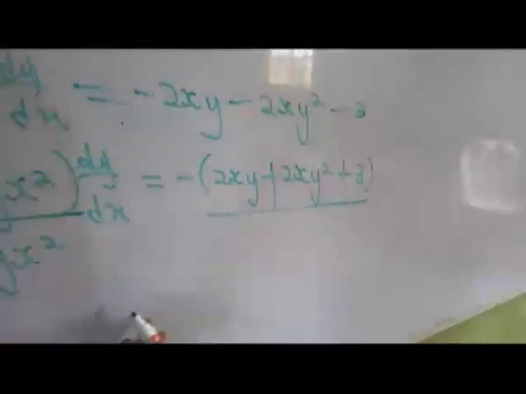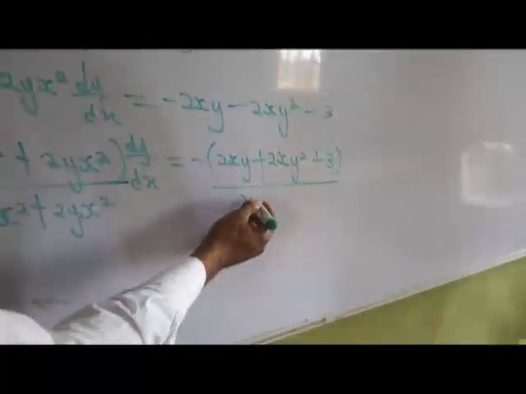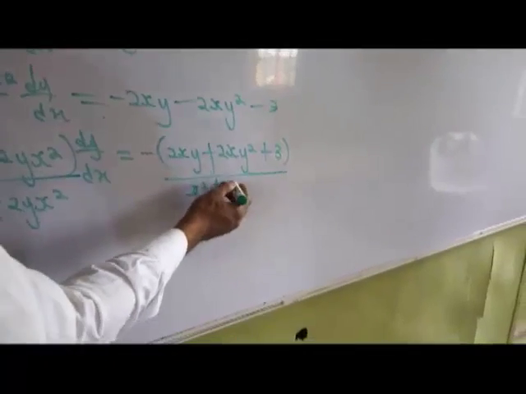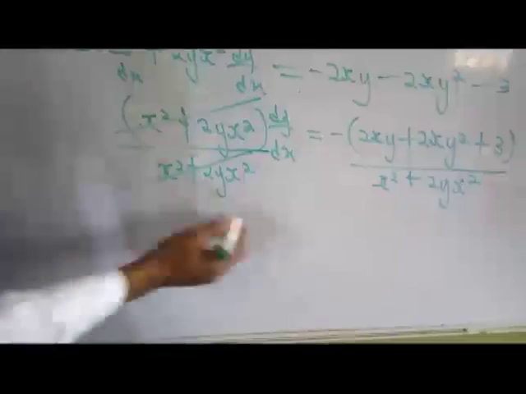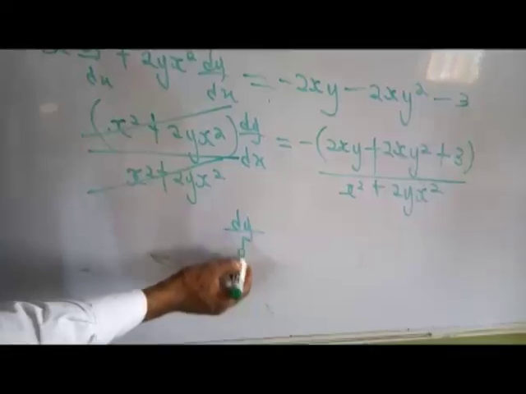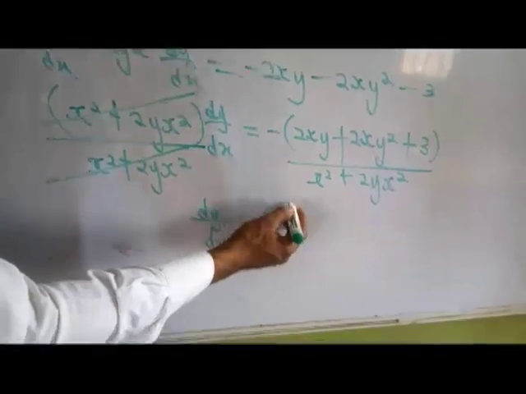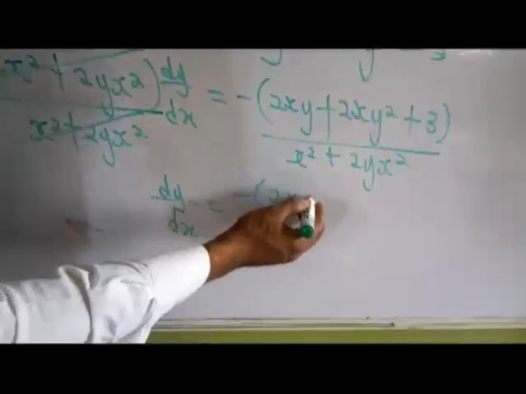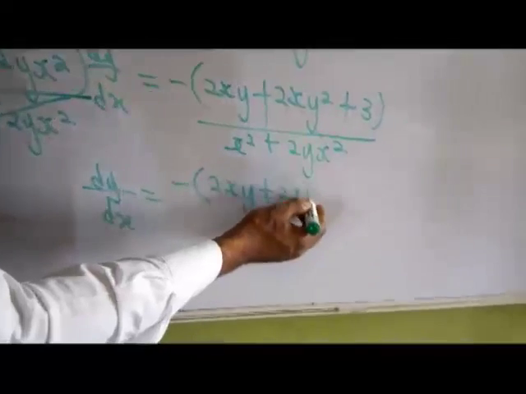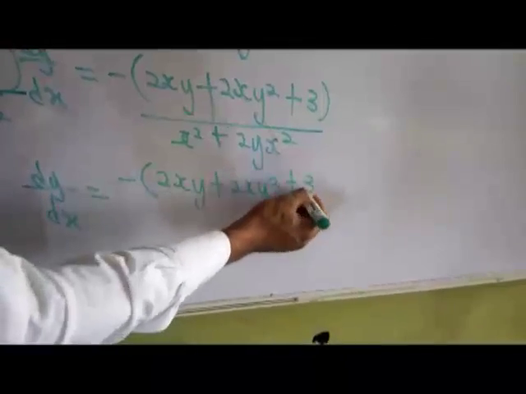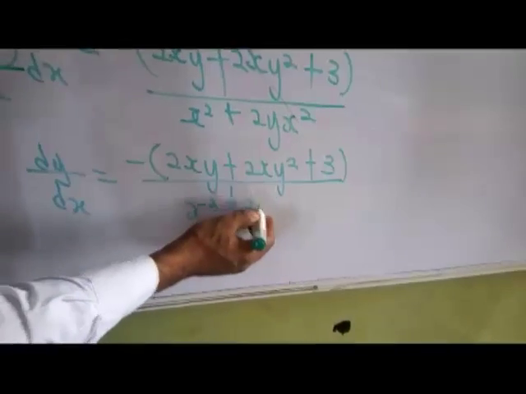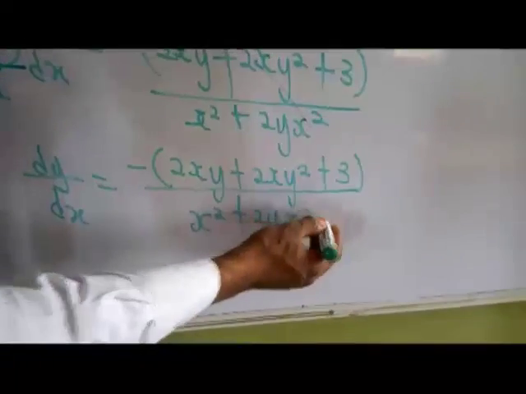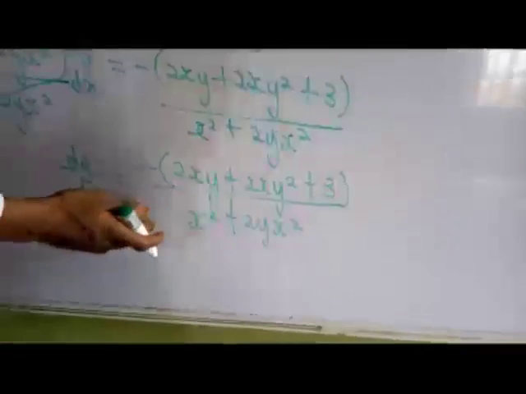2yx squared. Also, this one also will be x squared plus 2yx squared. This cancels this. So I'm going to be having the dy dx is going to be giving me minus open bracket 2xy plus 2xy squared plus 3 close over x squared plus 2yx squared. That is what I am having as my result.